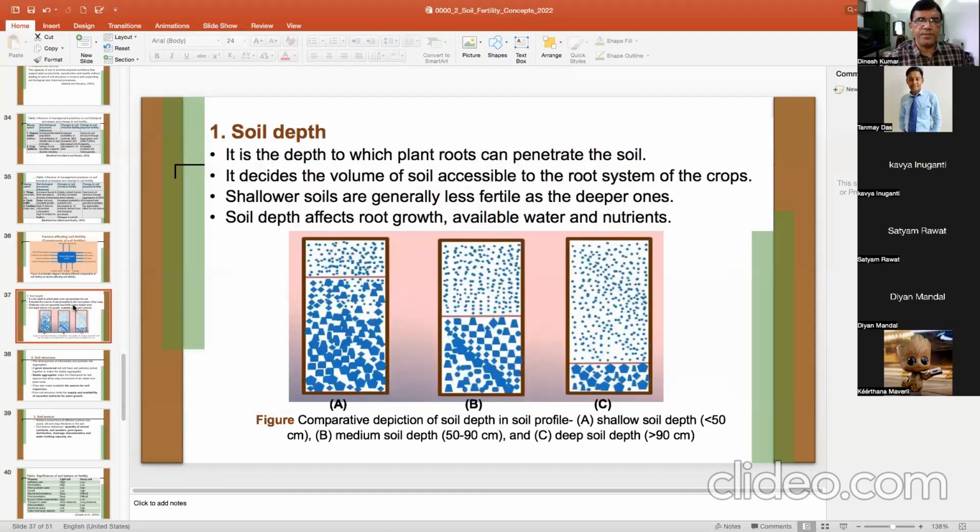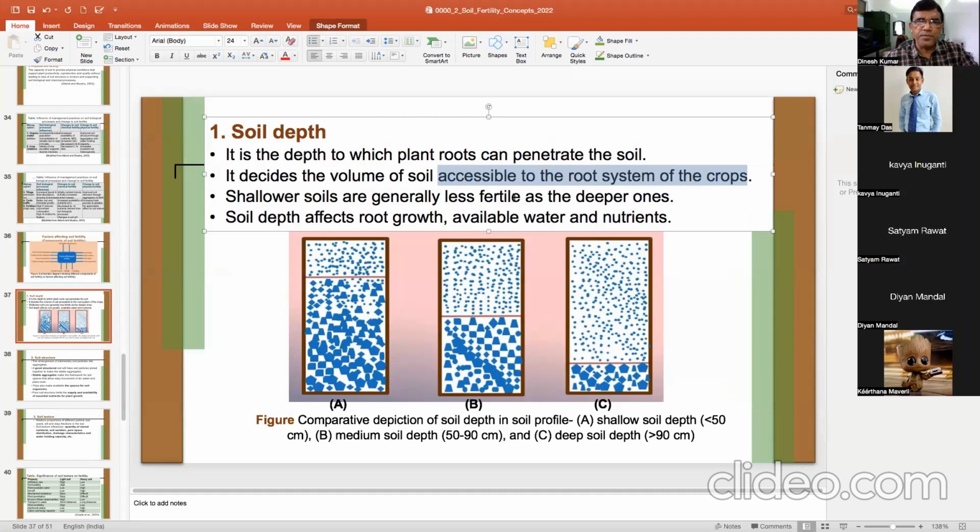So let us discuss the first component, that is soil depth. It is the depth to which plant roots can penetrate the soil. It decides the volume of soil accessible to the root system of the crops. Shallower soils are generally less fertile than deeper soils. Soil depth affects root growth, available water, and nutrients. So you can see soil depth is very, very important.